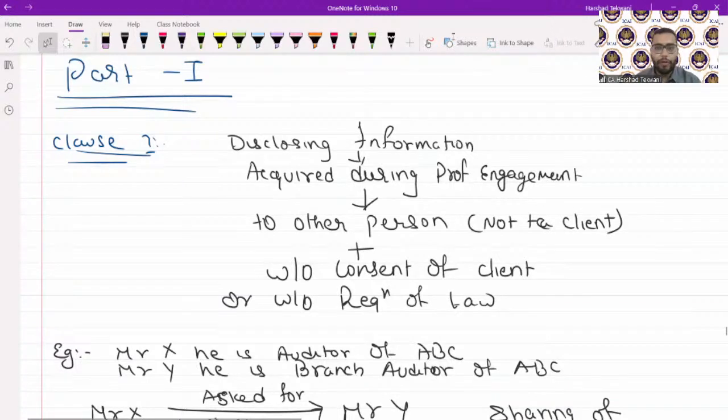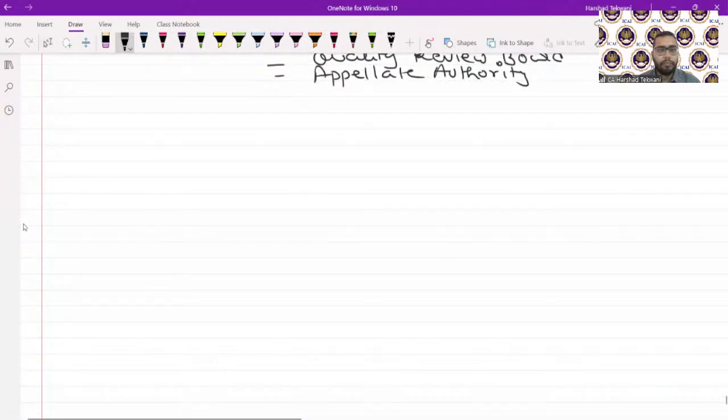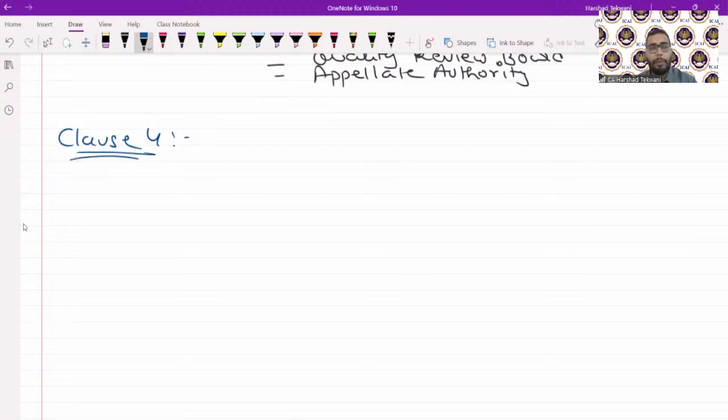Okay, so let me move to the next clause for today. Clause number 4. What does clause 4 talk about? Very important clause. If a member in general embezzles money received in his professional capacity, then he will be held guilty.